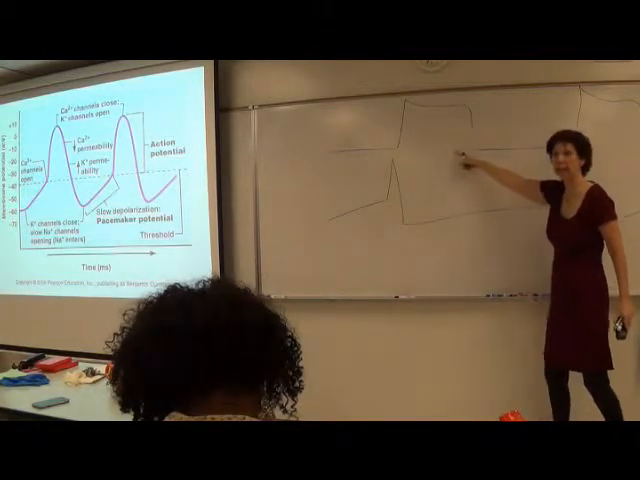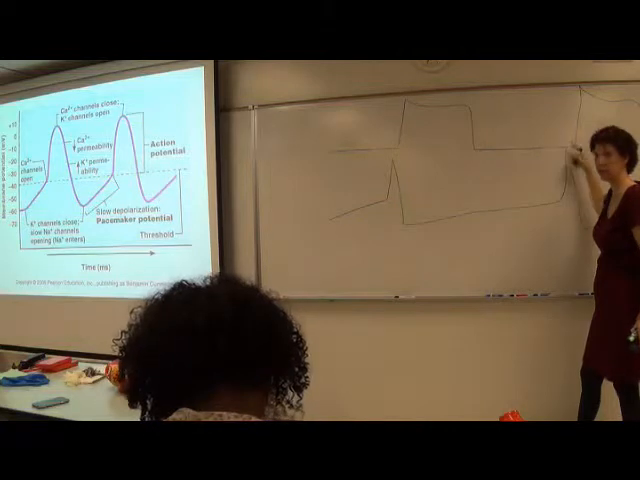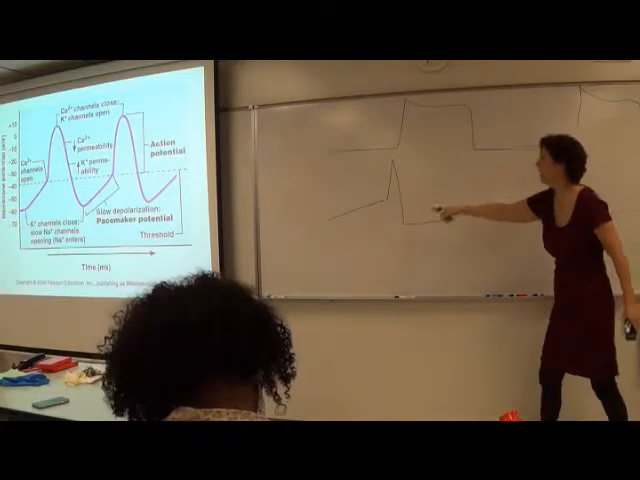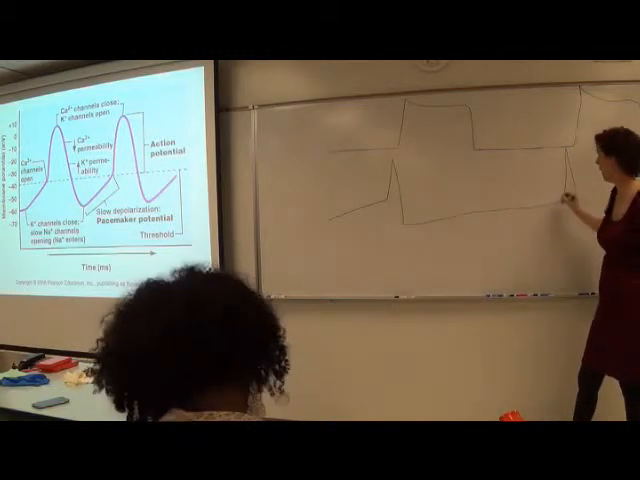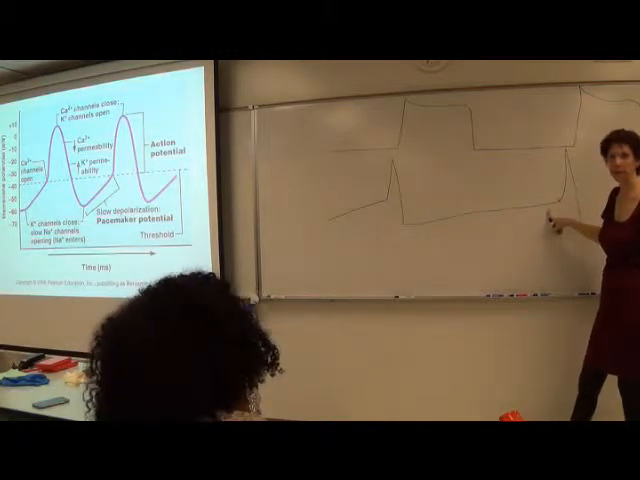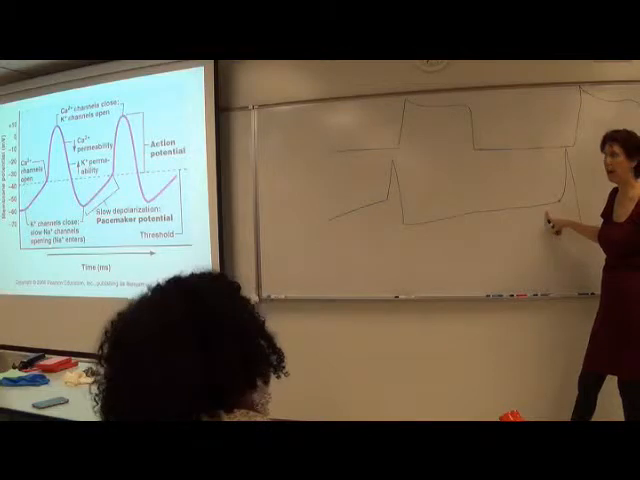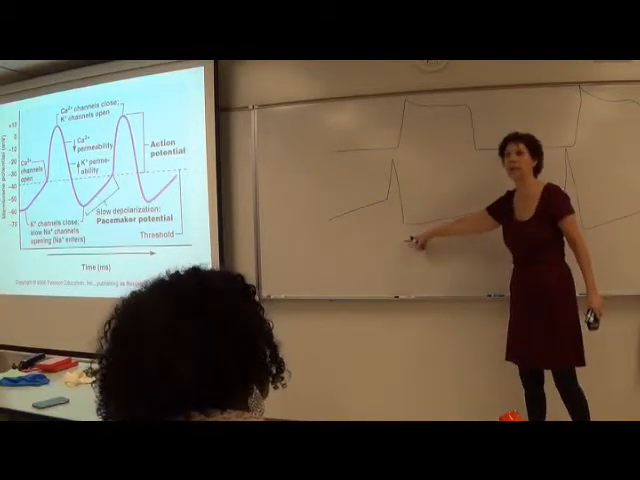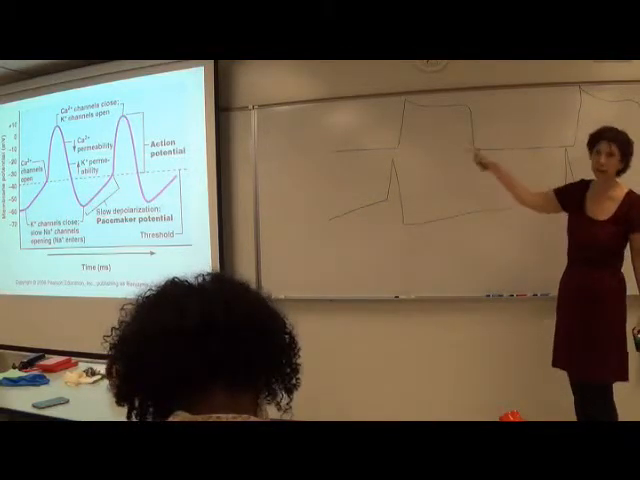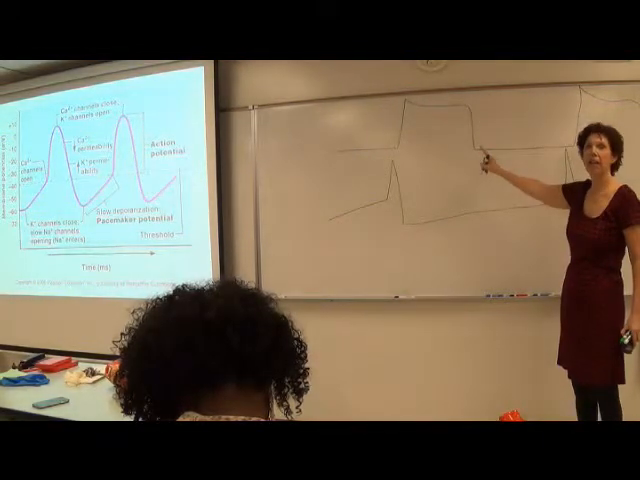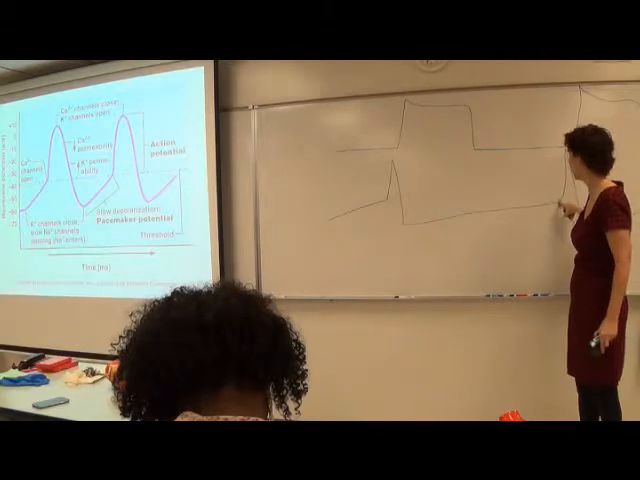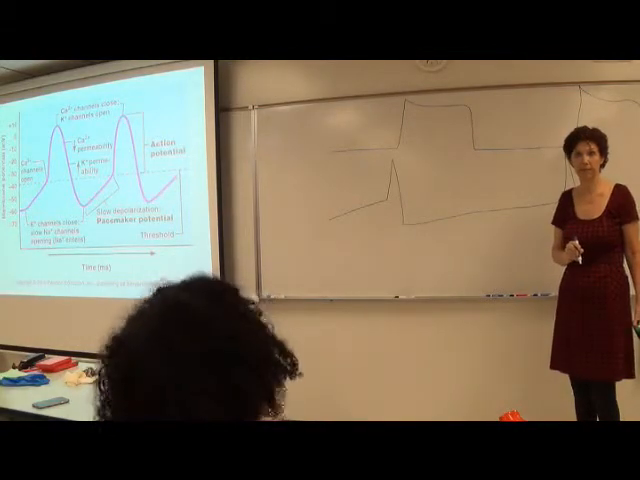While that is occurring and there is a rest between the next trigger to contract, the autorhythmic cells are depolarizing on their way to their threshold potential. So the autorhythmic cells are never at a resting potential. As soon as they recover from their action potential, they immediately are depolarizing to reach the next threshold.